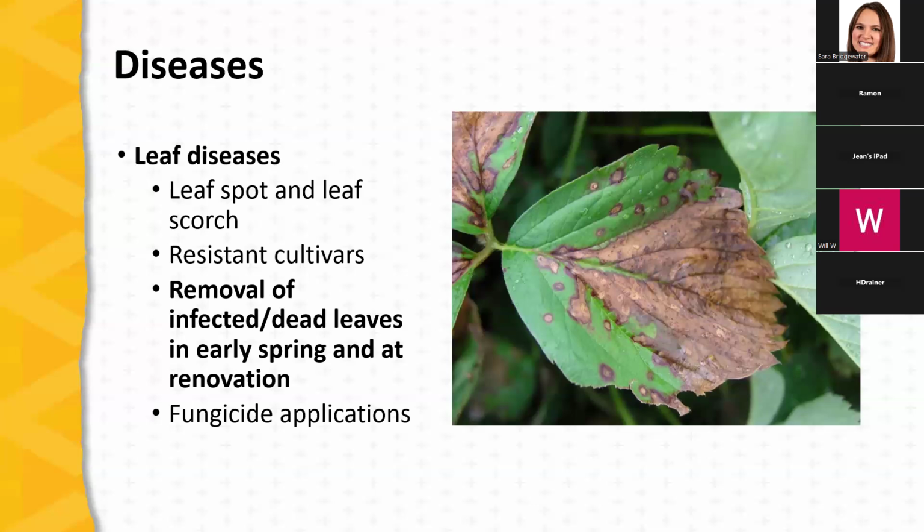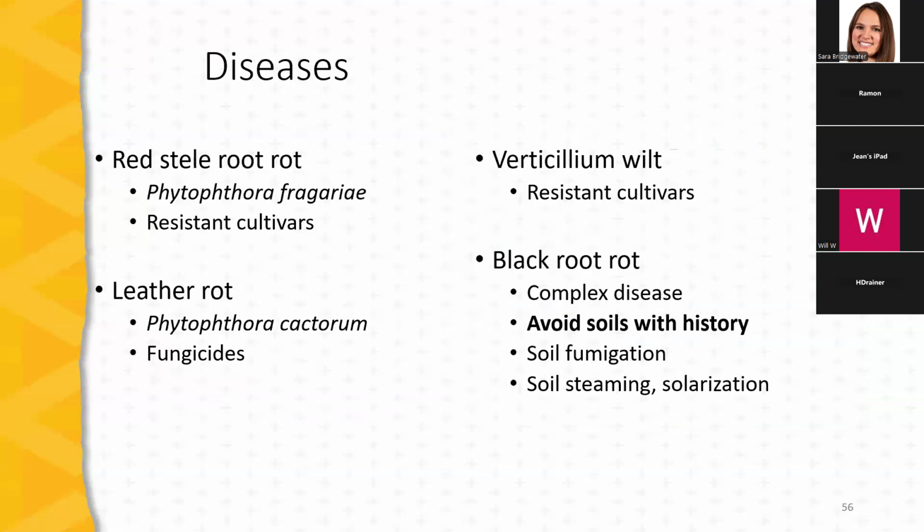So cleaning means removal of infected and dead leaves in early spring and after renovation. And you can use fungicide applications too. Other types of diseases in strawberries: red stele, which is Phytophthora, will kill the whole plant. There are resistant varieties. Verticillium wilt attacks the crown and will not allow the sap to move upwards, so it will kill the plant too. Leather rot is another type of Phytophthora. You can use fungicide for that. And black rot too, a complex disease. Avoid soil with history.